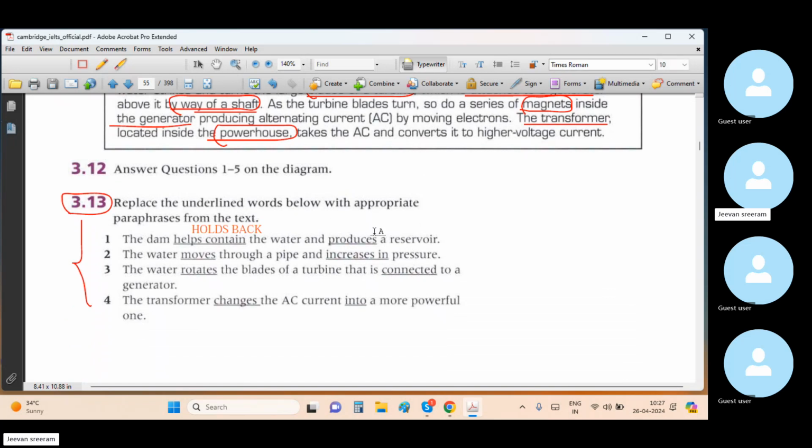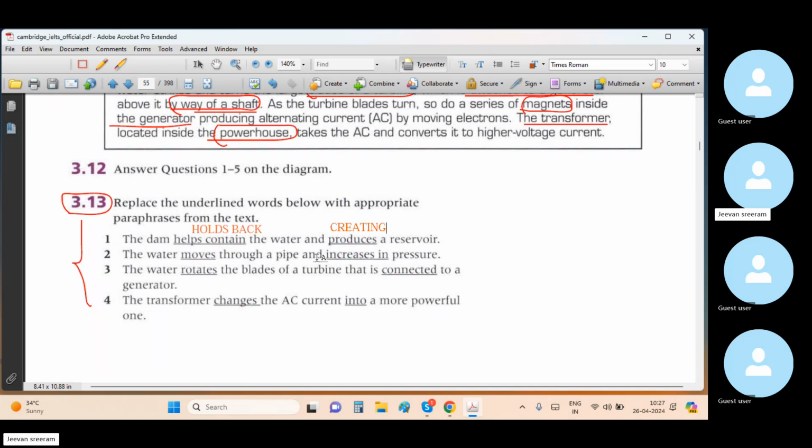Please observe this. The form has been changed. Produces is actually a verb. Creating is verb plus ing form, a kind of gerund. Creating is given in the passage, but in the statement it was changed to produces, without changing the meaning. That's what we call a paraphrase.